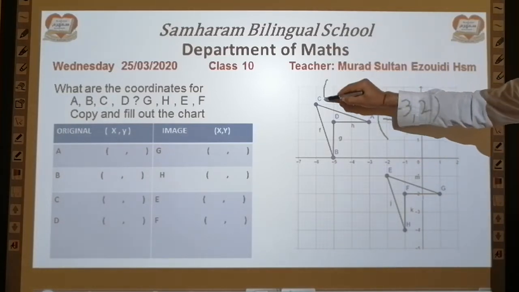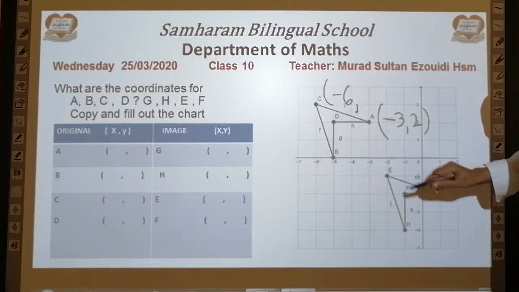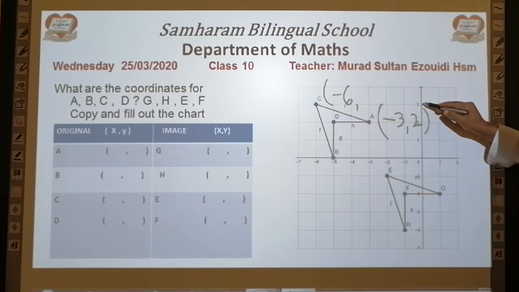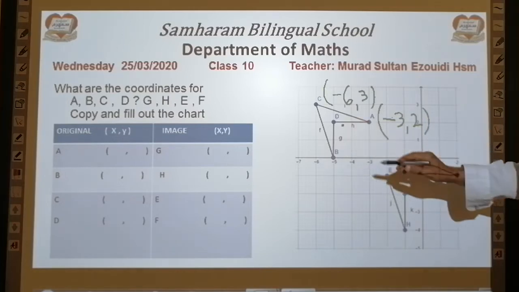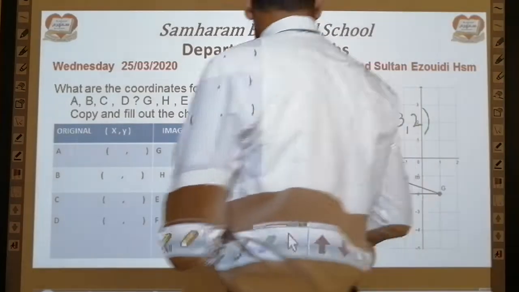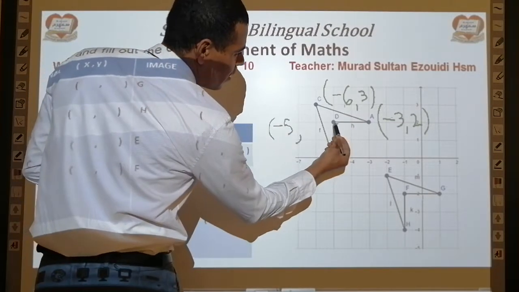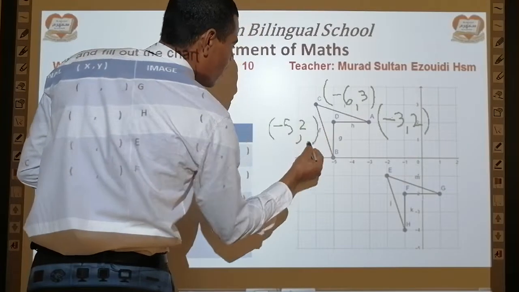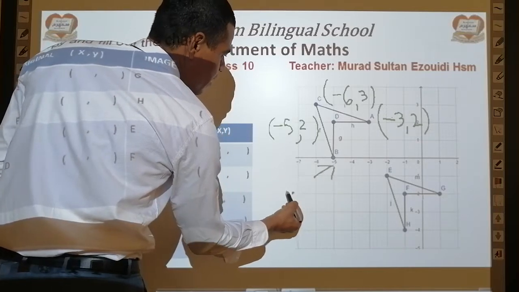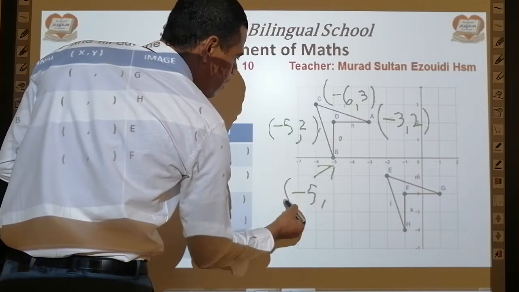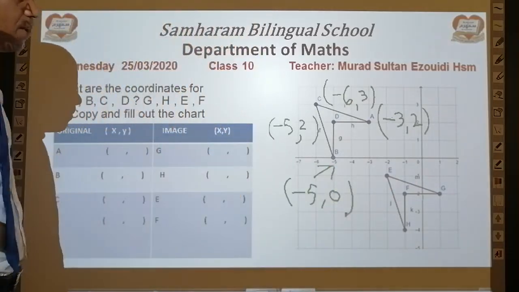And C, my kids, C is negative 6, and the y coordinate is 3. Then for D, we have negative 5 and 2. Then for B, my kids, the coordinates of B is negative 5 on the x-axis and the y value is 0. Now we move to the image.